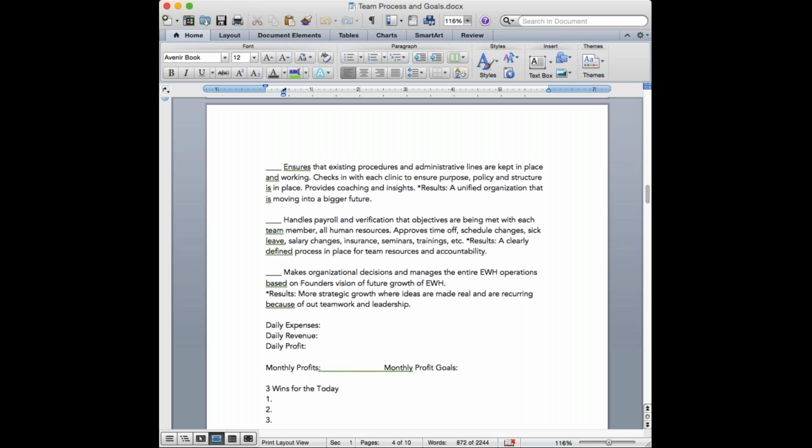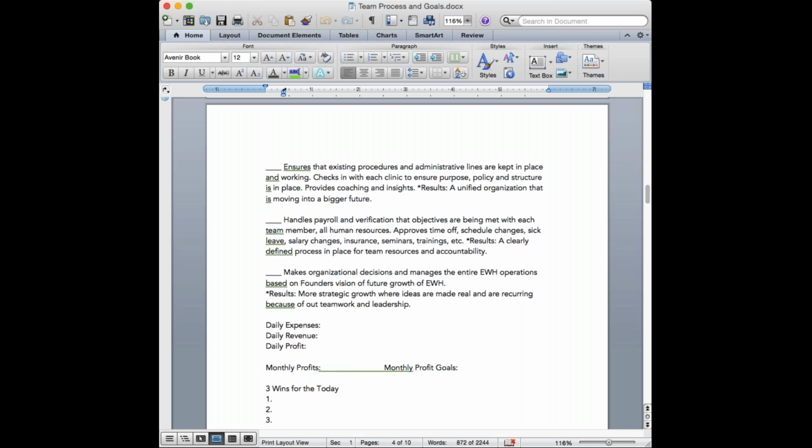They're also going to approve time off. You definitely want to make sure you have a policy for this. Typically our policy is 2 weeks in advance, and you have to have someone that can cover your time. Schedule changes, sick leave, salary changes, insurance, seminars, trainings, all those different components. We'll typically, for seminars, if someone wants to go to a seminar, set up a certain amount of money per quarter that the clinic pays towards external trainings and things.